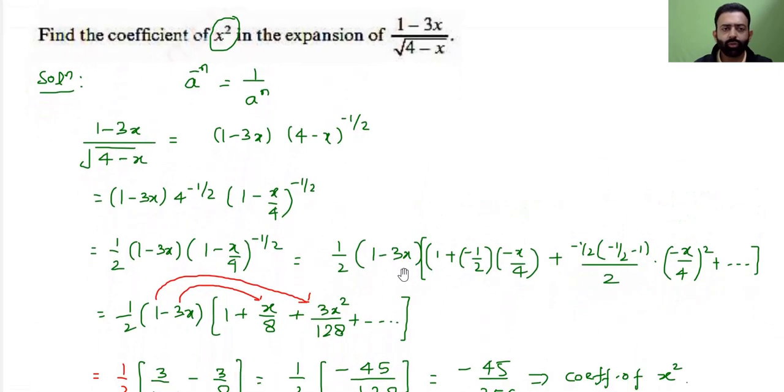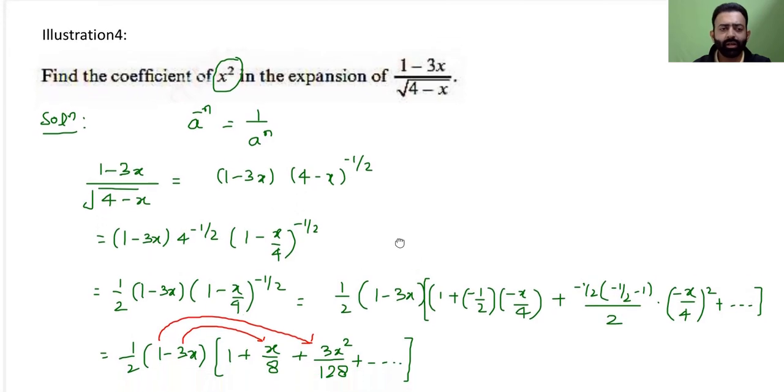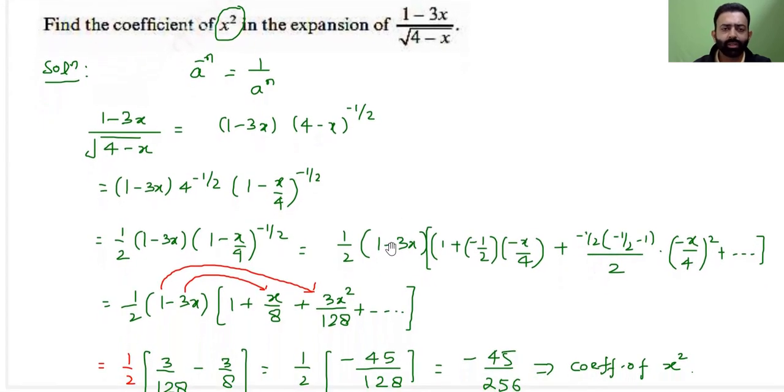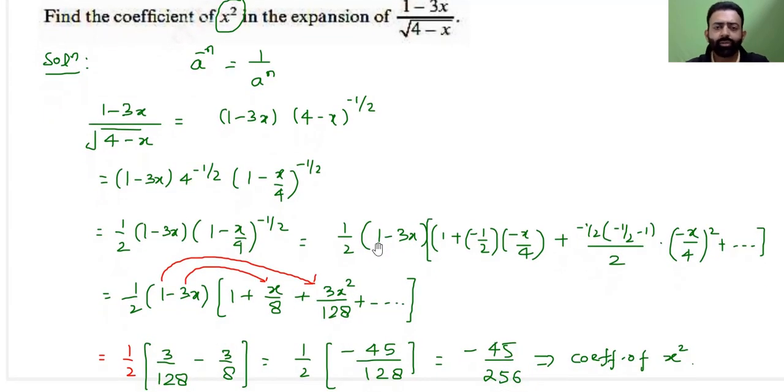So just go through all these 3 or 4 illustrations for this binomial expansion. All the varieties that can come in this part of the topic, in this part of further algebra, that is binomial expansion, are only these. Okay. So that's all for binomial expansion.